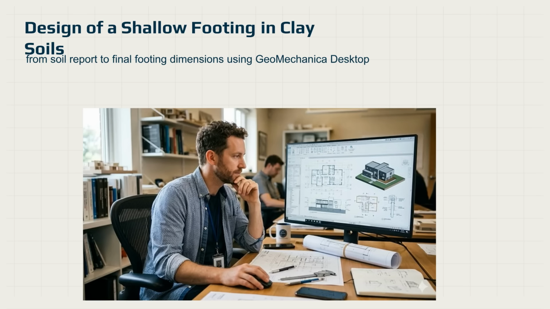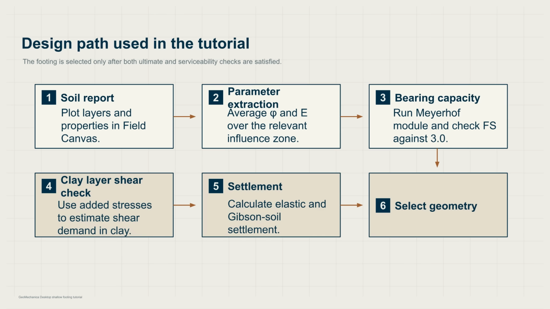This video guides you through the design process of a shallow footing in clay soils, using GeoMechanica Desktop, starting from the initial soil report to defining the final dimensions. Our design path follows 6 key steps, from reviewing the soil report and extracting parameters, to checking bearing capacity, performing a clay shear check, evaluating settlement, and finally selecting the geometry.